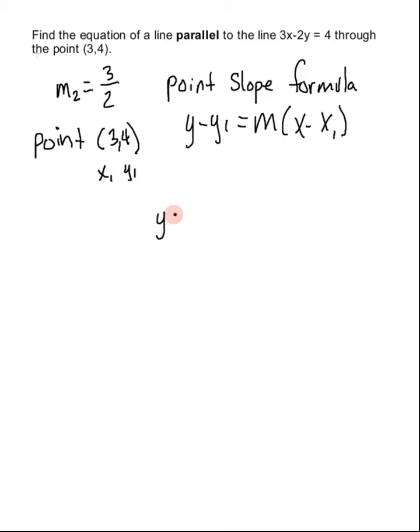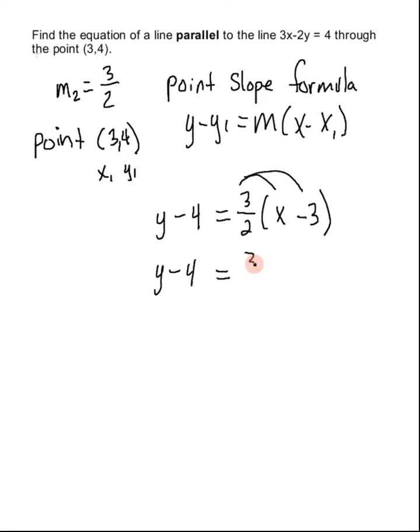So y minus 4 equals the slope, which is 3/2, times x minus 3. And now we're going to multiply the 3/2 through and solve for y. y minus 4, multiply the 3/2 to both of these, equals 3/2 x minus 9/2. Remember, this is a fraction. 3 times 3 would be 9, and the 2 is on the bottom.